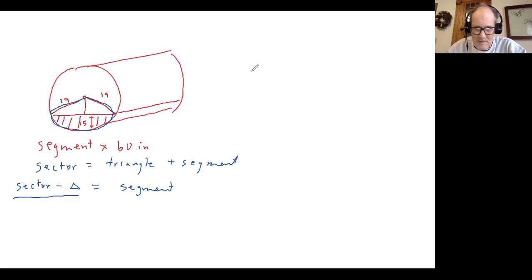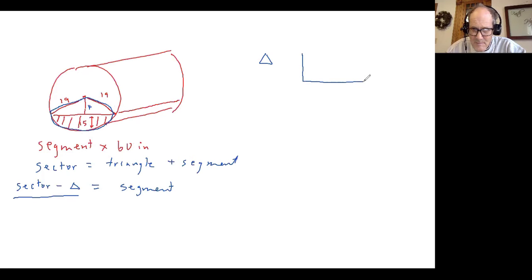Now let's start out finding the area of the triangle. Well, in order to find the area of the triangle, we know this is 15 right here. So we better fill in some missing sides. If this is 19 radius, then the radius going down here would be 19, 15. Then this little piece of the triangle would be 4.